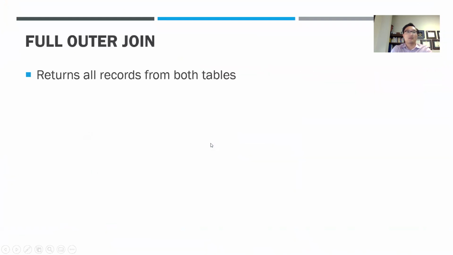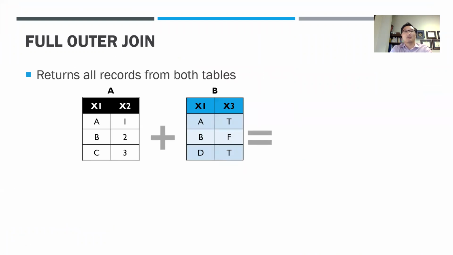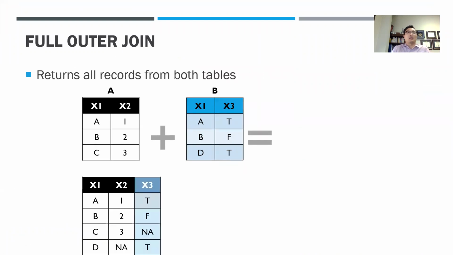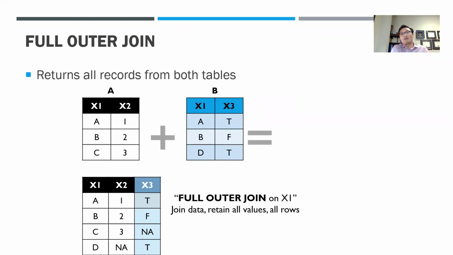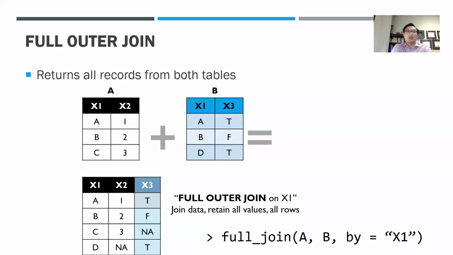Okay, let's go to the final one, full outer join. It returns all records from both sides. Okay, so if you have these 2 cases, A and B, again, rows B and C do not exist, or they don't have matching rows in the tables. But we still retain them, because we're doing a full outer join. Okay, and since row C doesn't have a value for X3 because it doesn't exist in table B, it'll simply be replaced by an NA value. Okay, that's the result, and the call for it is just full join. Okay, full join AB by X1.